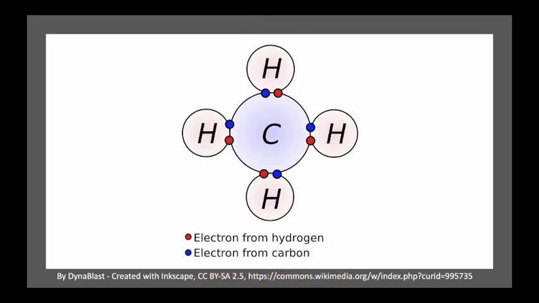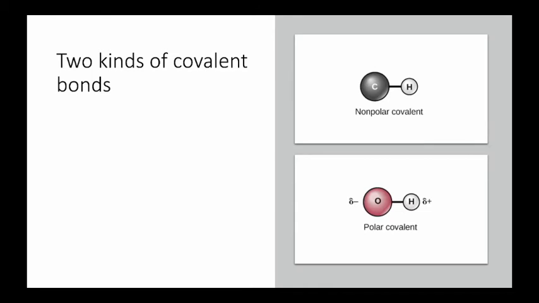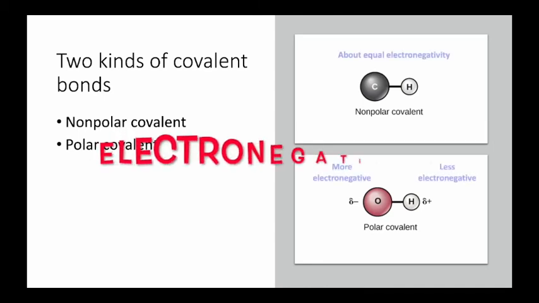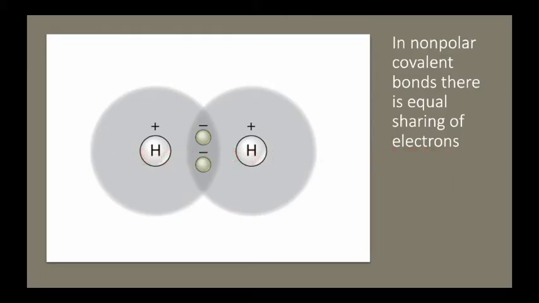Sometimes it takes one atom to do this. Sometimes it takes two or more atoms to do this. It all depends on what's needed to form a stable octet, like this carbon has, or a stable duet in the case of hydrogen. There are two kinds of covalent bonds we like to talk about, nonpolar and polar covalent bonds, and which bond is formed depends on electronegativity. In nonpolar covalent bonds, there is equal sharing between the two atoms.